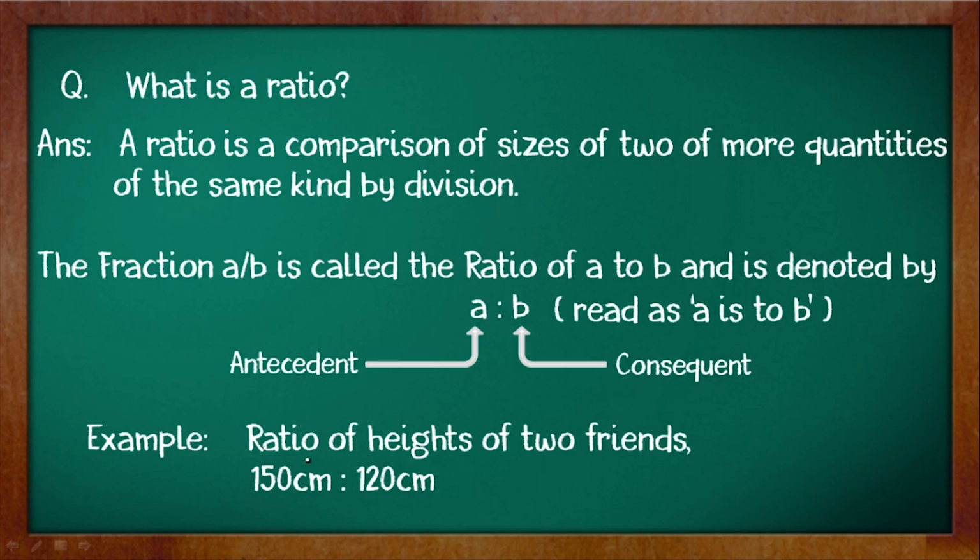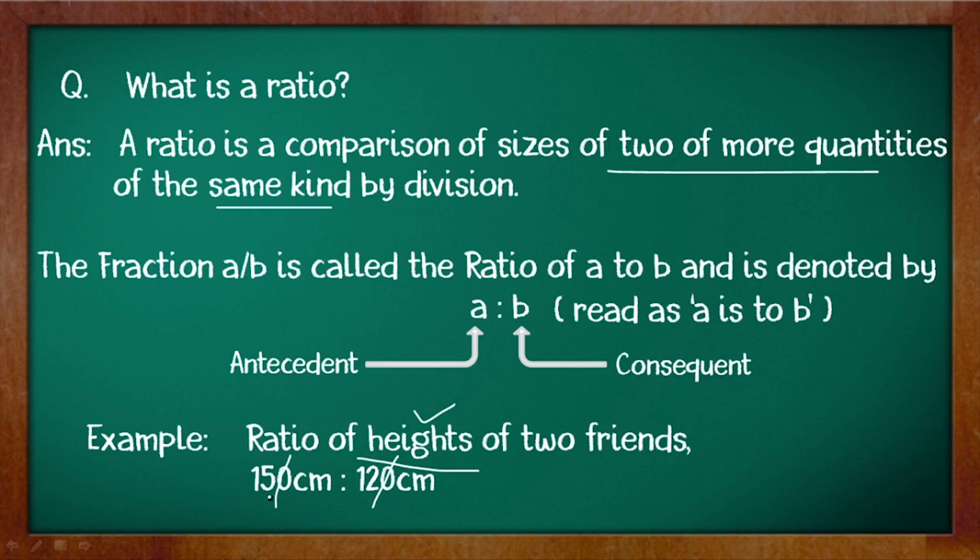So here we are comparing the heights of two friends. So it is of the same kind and it is two quantities and we are comparing them. Now whenever we compare, this is how we write it. Let's cancel it. So it is just a fraction.